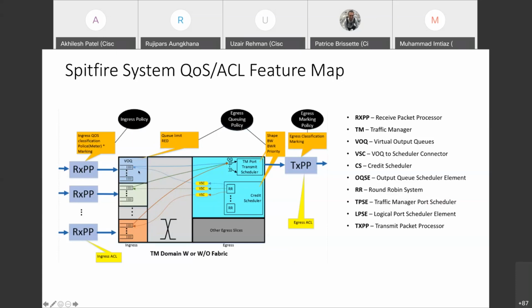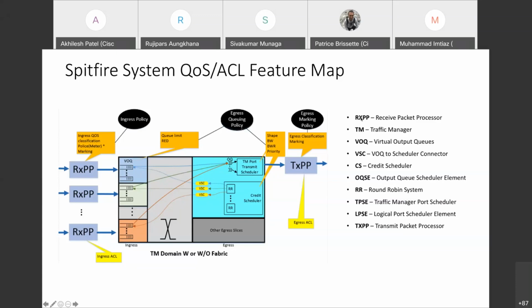Then, of course, the regular credit request and credit grant comes in, and traffic starts being transmitted on the egress side. Again, the same example we use here for one particular output queue: it's round robin. One credit goes to the VOQ on slice 0, then slice 1, slice 2 and so on.